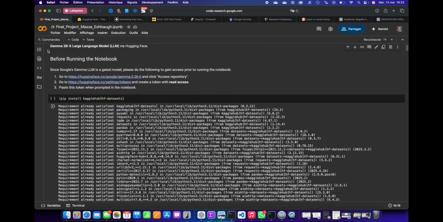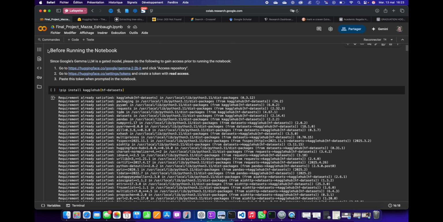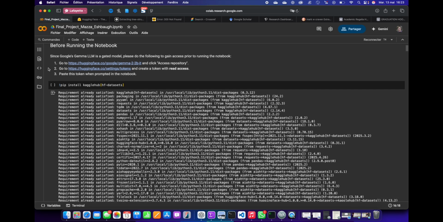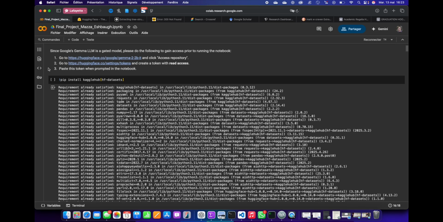Prior to running the notebook, the user would need to follow the steps that are listed here, because Google's Gemma LLM is a gated model, which means it requires specific access. Follow these steps. They're really quick, should take just about a minute or two, and you'll be able to run the notebook with no issues.